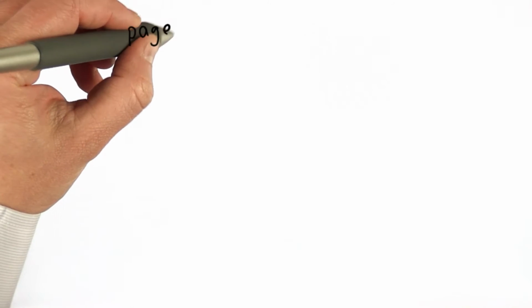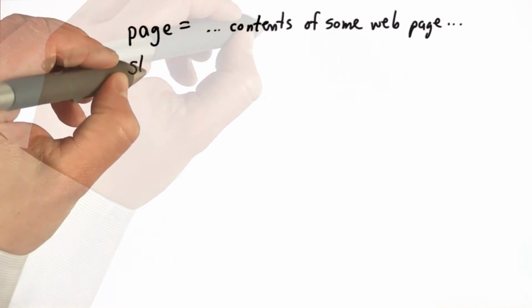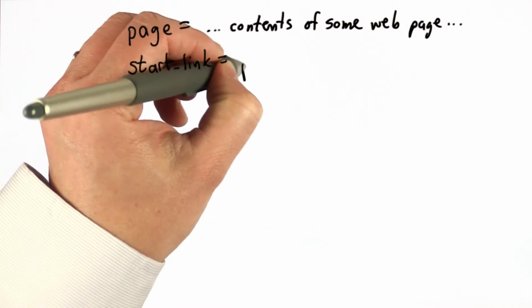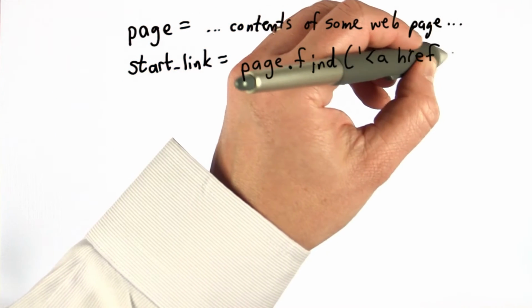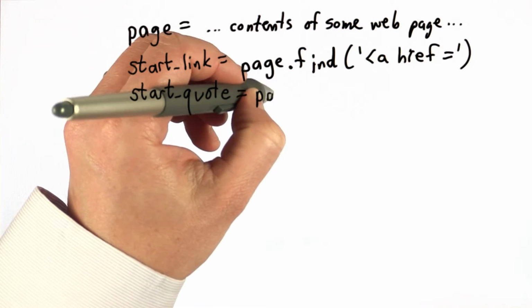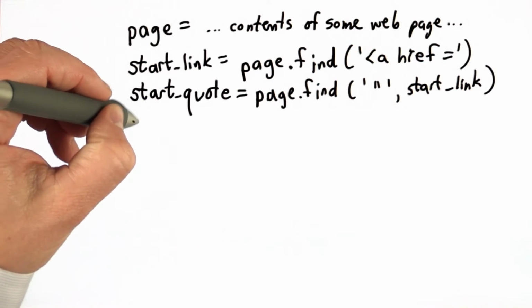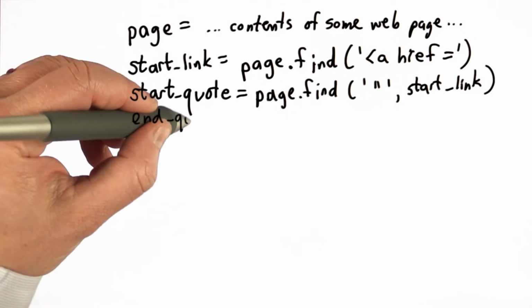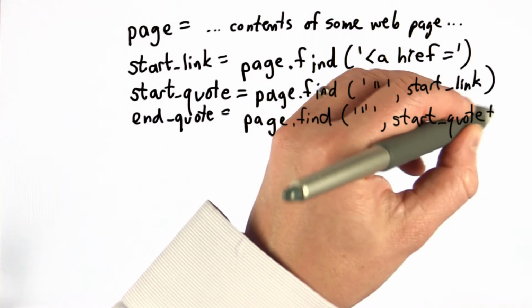So let's remember the code we had at the end of Unit 1. We solved this problem of extracting the first URL from the page. We assumed the page was initialized to the contents of some web page. We initialized the variable start link to the result of invoking find on page, passing in the start of a link tag. Then we initialize the variable start quote to the result of finding in the page the first quote following that link tag. Then we initialize the variable end quote to the result of invoking find on page to find the first quote following the start quote.